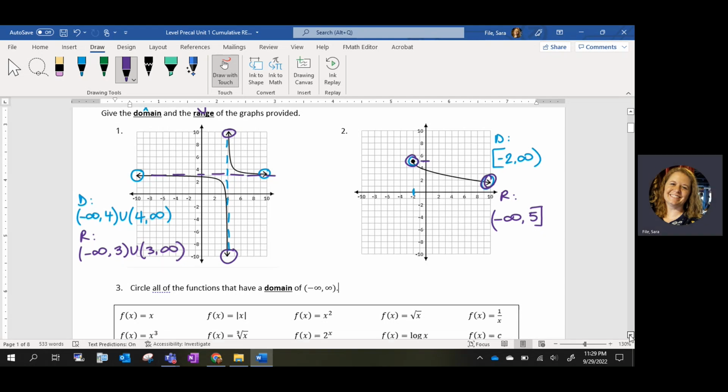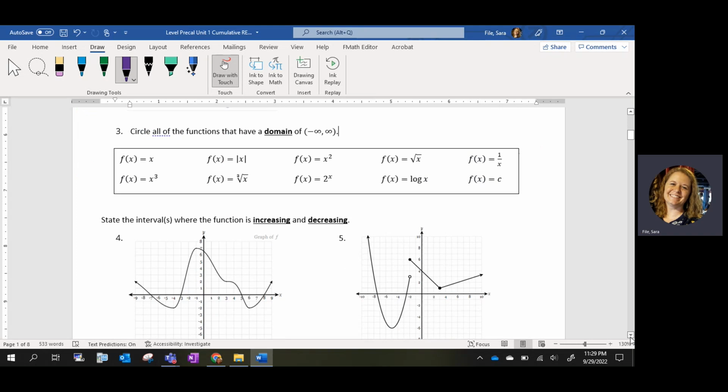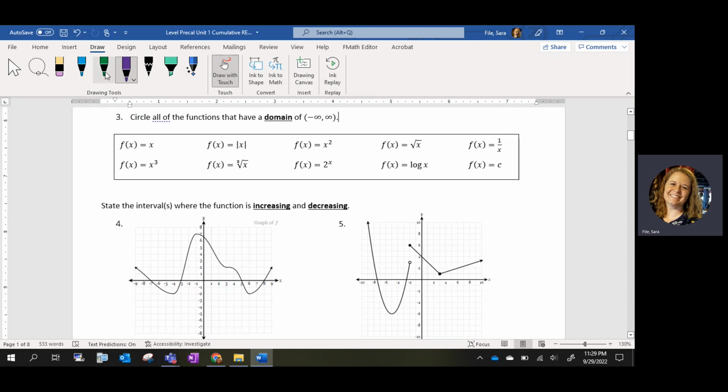All right, now here is another domain question. This is just asking us to select all of the functions that have a domain of all real numbers. Negative infinity to positive infinity, that means all real numbers. So these are all the parent functions that you should know what they look like. You should just be able to picture this in your head. So I'm going to do some quick little sketches.